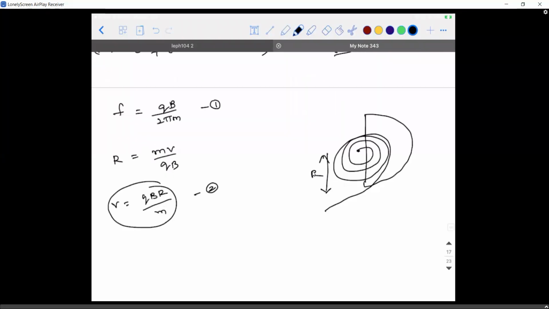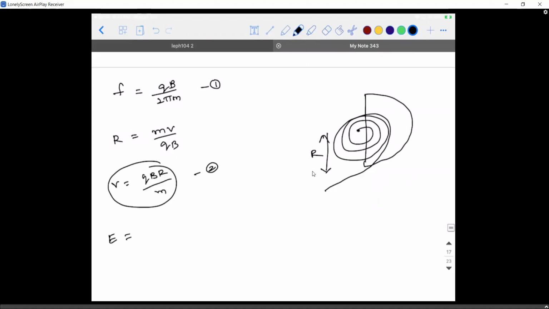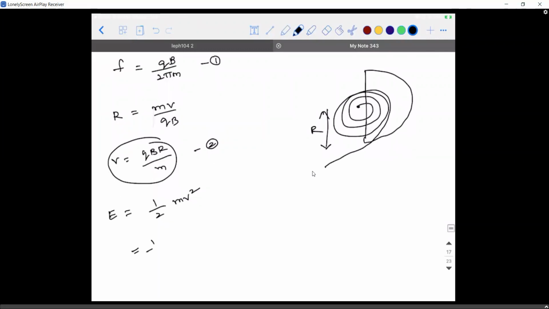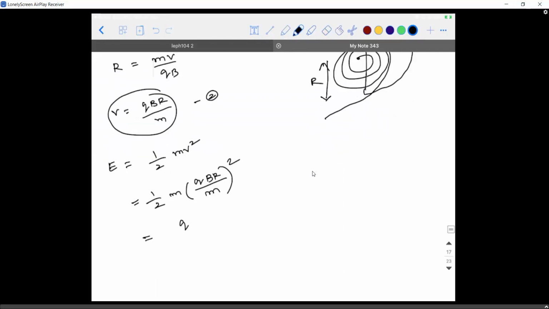Right. So what is the energy that the particle is going to have? Energy is equal to half mv square. This is half into m into what is the value of v? It is qBR divided by m, the whole square, which is going to be q square B square R square divided by 2m. So this is going to be the energy of the particle with which it is going to leave the cyclotron.